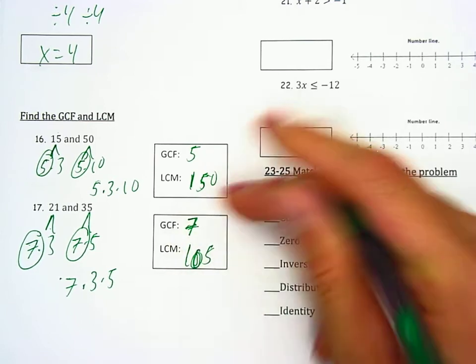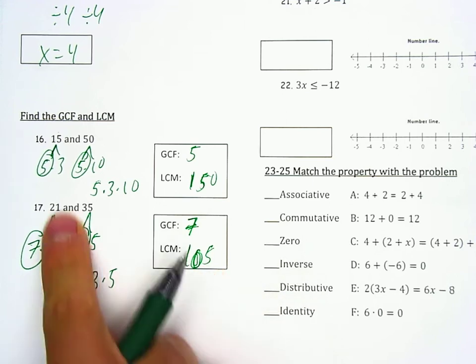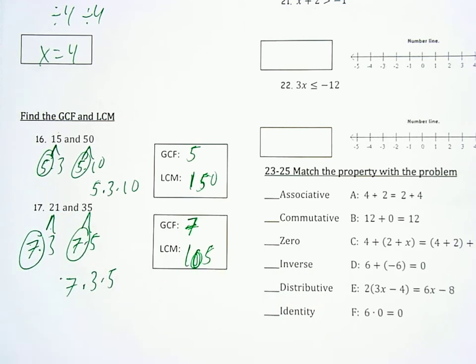They'll both divide into 105. 3 times 35 will go into 105. 5 times 21 will go into 105.